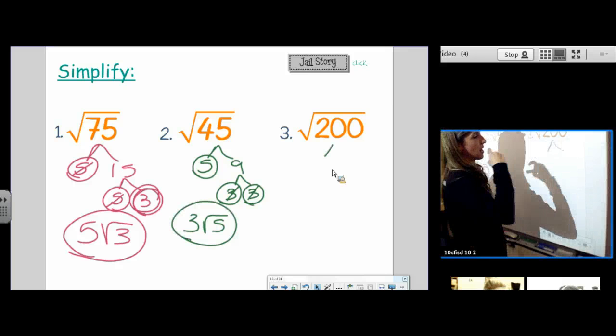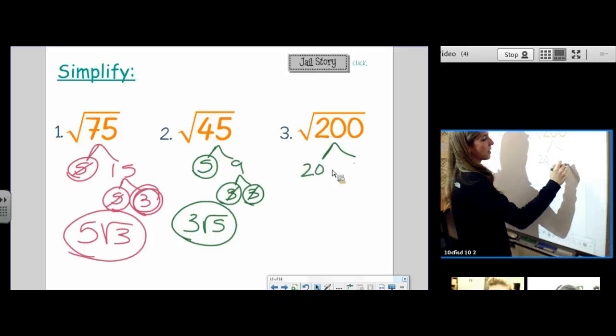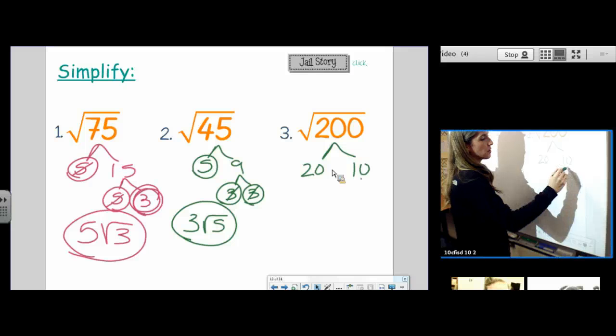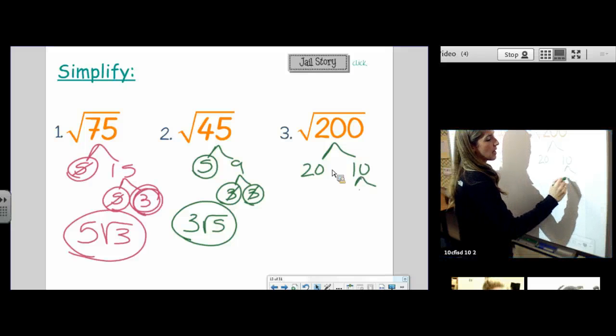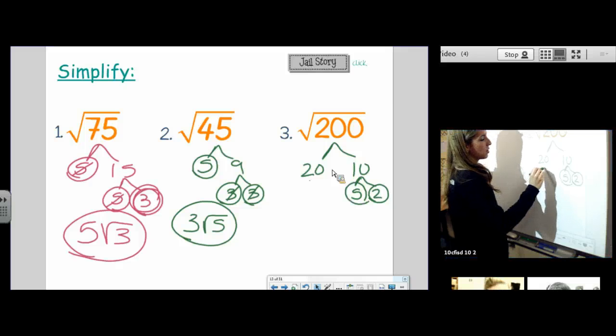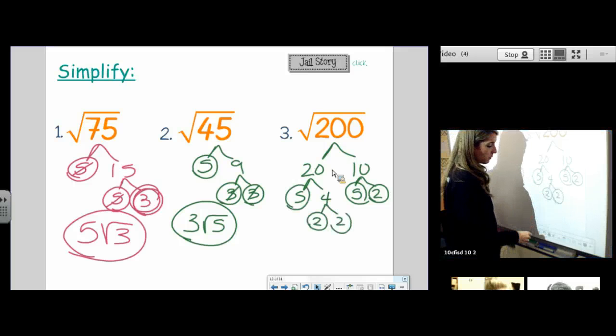Okay, 200. Let's do 20 times 10, because I'm going to show you something else in a minute that I don't want to use 100 times 2. Okay, neither of those are prime, so don't circle them. 10 is 5 times 2, circle, circle, prime, prime. 20, I'll go with 5 times 4, prime, circle. And then 4 is 2 times 2.